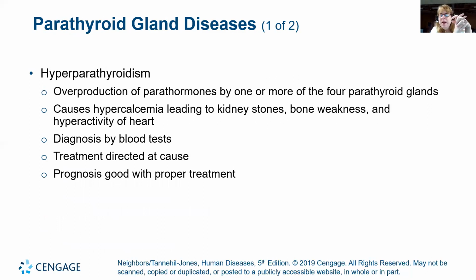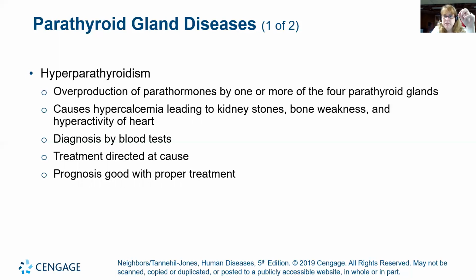So we're now getting out of the thyroid and we're going to get into the parathyroid, okay? Your body has 4 parathyroid glands, okay? So they produce the parathormone, okay? One of the causes of this is it causes hypercalcemia, okay?